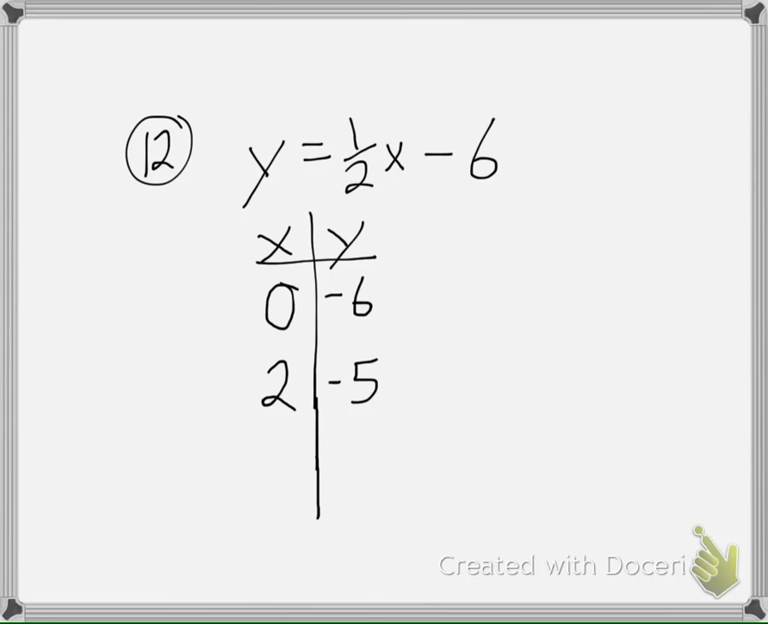4, okay? Because if 2 clears the fraction, any multiple of 2 will clear the fraction. If I had a fraction that was 1/3, if I had like 1/3 x, good choices for x would be 3, 6, 9, any multiple of 3, right? So if I use 2, then another good choice would be 4. And 1/2 times 4 is 2. And 2 minus 6 is negative 4. So now I have 3 points.